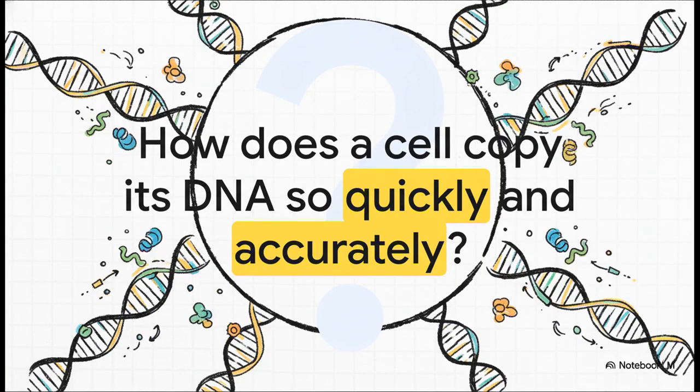How does a tiny cell, like an E. coli bacterium, copy its entire genetic library, we're talking millions of base pairs, in less than an hour and make almost no mistakes? I mean, how is that even possible? That's the incredible molecular machine we're going to unpack today.